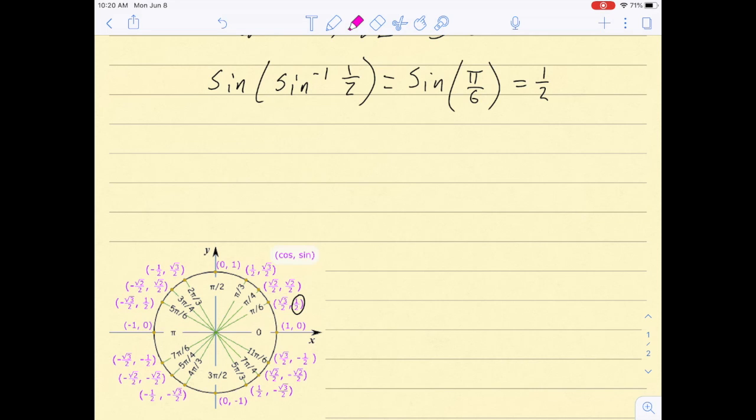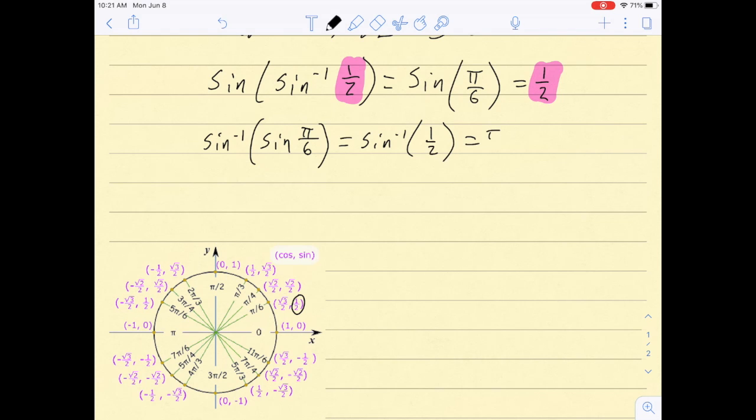Notice this is the same as our answer. Or we could have the other flip side to that, the inverse sine of sine of pi over 6. So in that case, we would get the inverse sine of 1/2, which is pi over 6. Again, note this and this are the same.